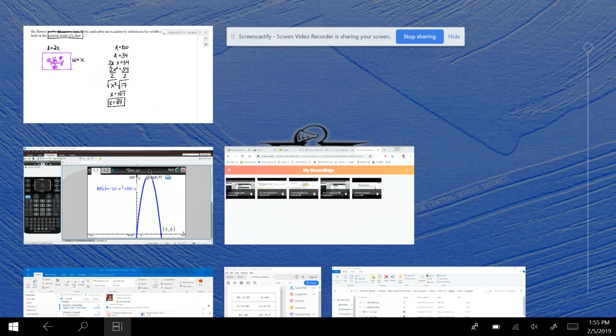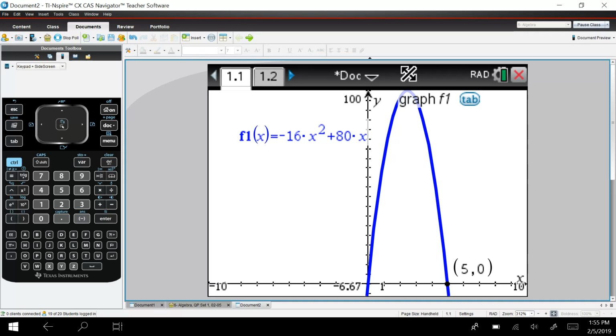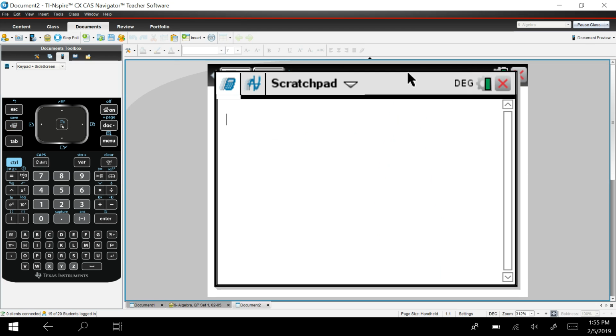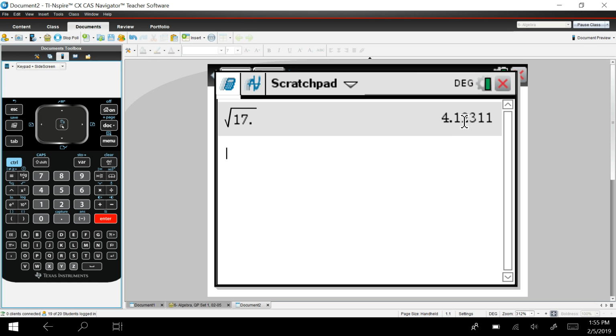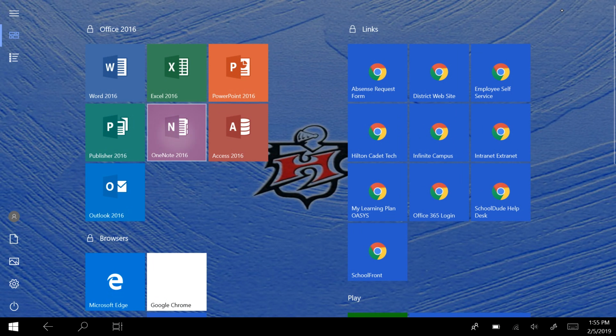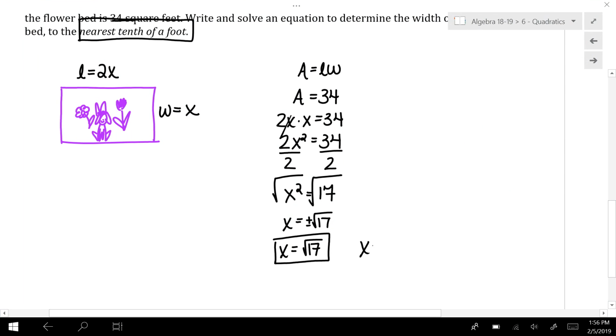All right, so that means I have to hop on my calculator and ask, what is the square root of 17? 4.12. So because it said nearest tenth, that's one decimal place. So the length is approximately equal to 4.1 feet. Okay, when you round, you use those little swirly equal to symbols.